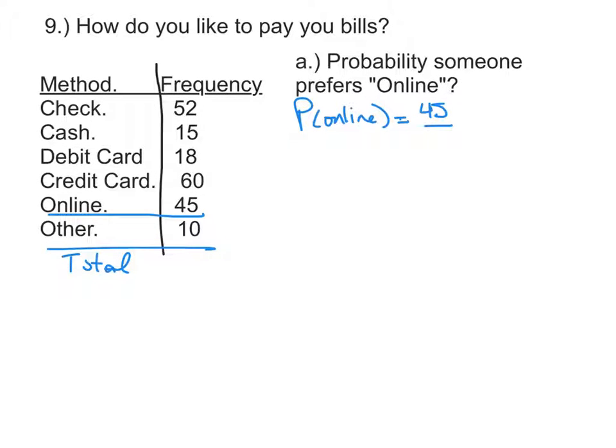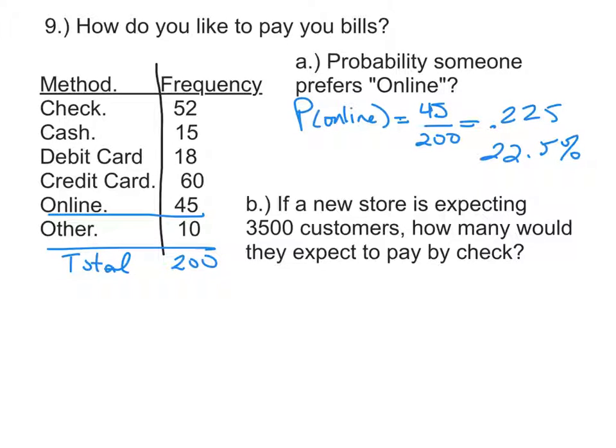So go through and add up all of the frequencies. When you do that, you should get 200. That means we're going to have to take 45 and divide it by 200. That'll leave a decimal of 0.225, which is 22.5%.